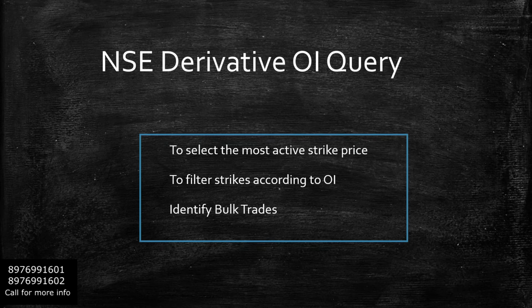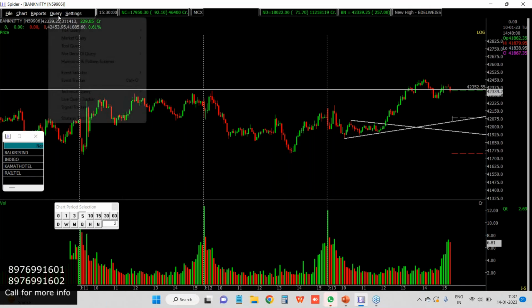We use this to select the most active strike price in the current market. Selecting the most active strike price is important to go with the volatility and make profit in that. It also helps to filter strikes according to open interest, and to identify bulk trades happening in the market. With the current momentum, you can enter that trade and make profit. Now let's check the data that we had on the previous day for the NSE derivative OI query.